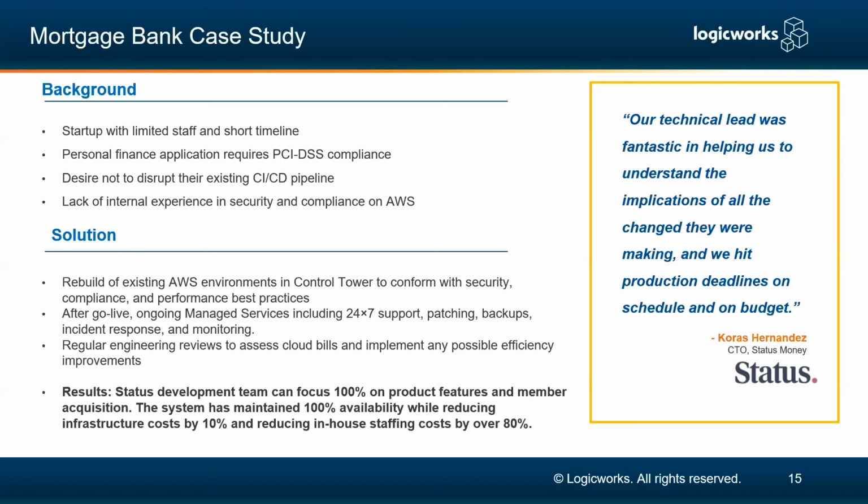After go live, we provided them 24/7 NOC support, patching, backups, incident response, and monitoring. So a lot of those day-to-day tasks that they had the pressure of with a limited staff and short timeline, we were able to alleviate. So we were able to give them 100% of their time back on focusing on product features. Their environment has 100% availability, and they've lowered infrastructure costs by 10% and reduced in-house staffing costs by over 80%, because they really don't have to fight to keep the lights on. They can focus on driving innovation, creating revenue through their app.